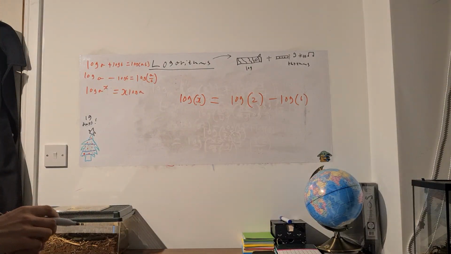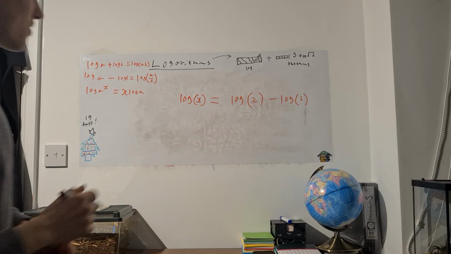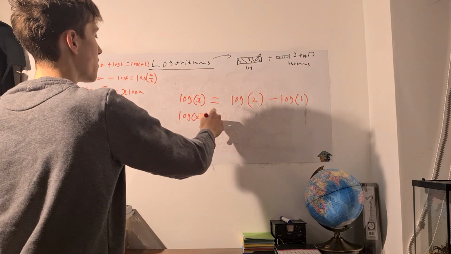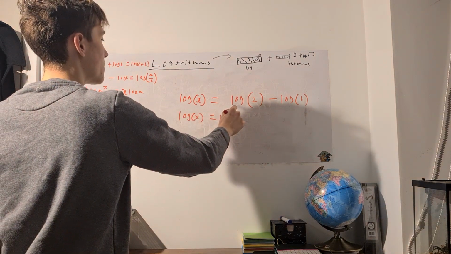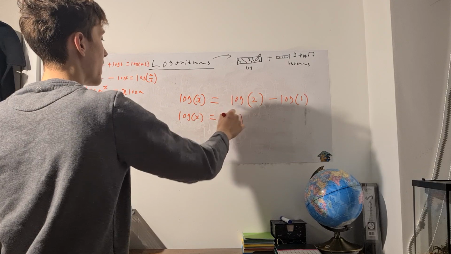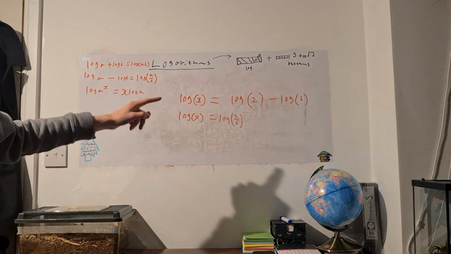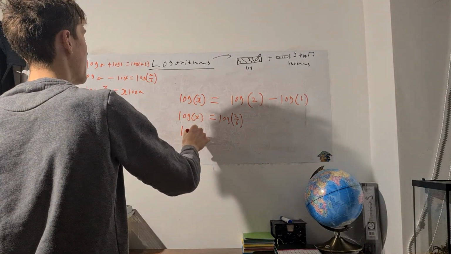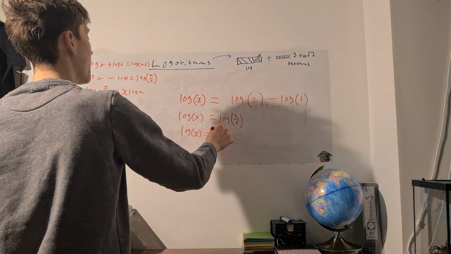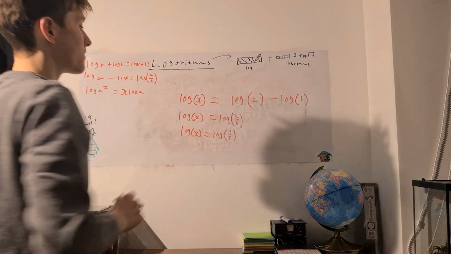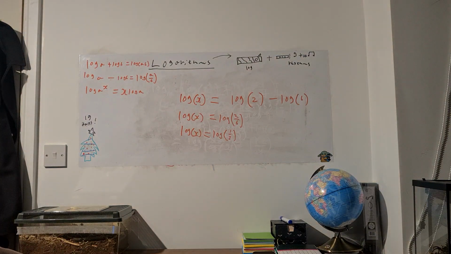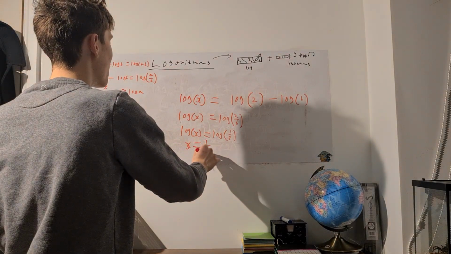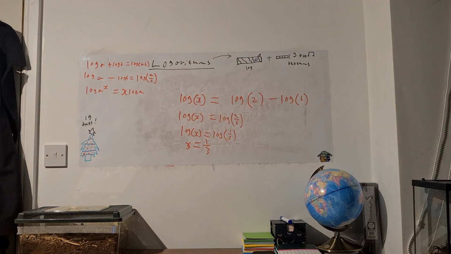Very simply, this is just log x. This remains log x because it's on this side of the equation. Log x equals log 2 over 6, which is log 1 over 3. So what's x? Well, it's 1 over 3. X equals 1 over 3. So we solved that quite simply.